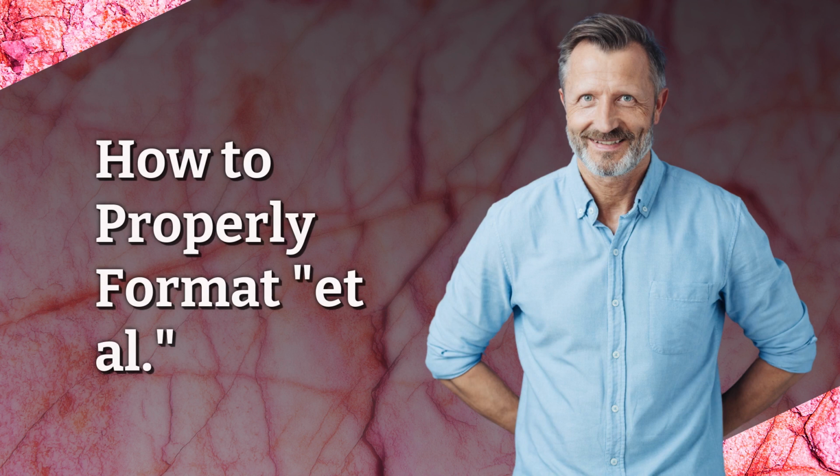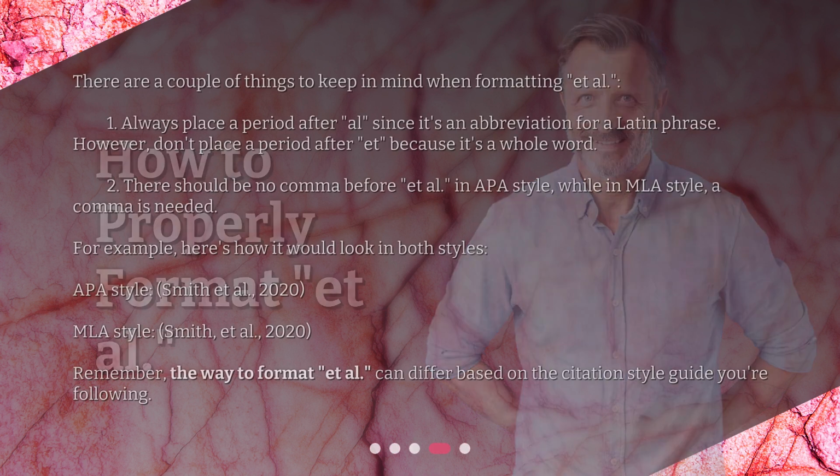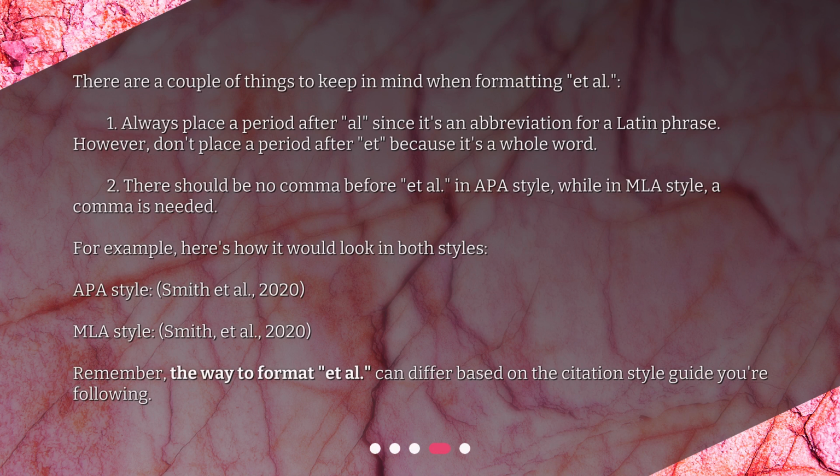How to properly format et al? There are a couple of things to keep in mind when formatting et al. 1. Always place a period after "al," since it's an abbreviation for a Latin phrase. However, don't place a period after "et," because it's a whole word. 2. There should be no comma before et al. in APA style, while in MLA style, a comma is needed.